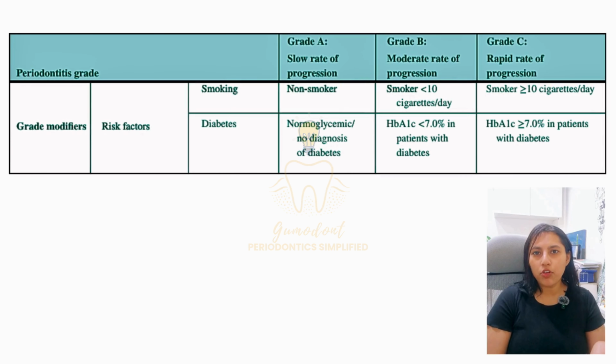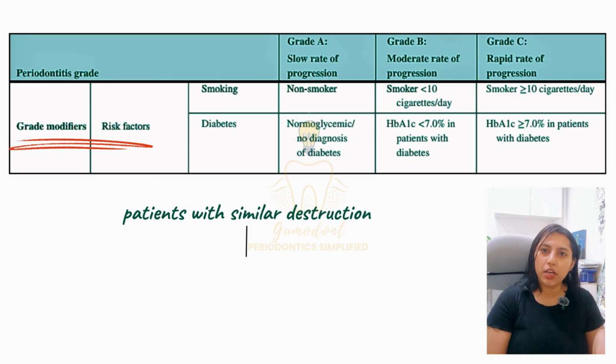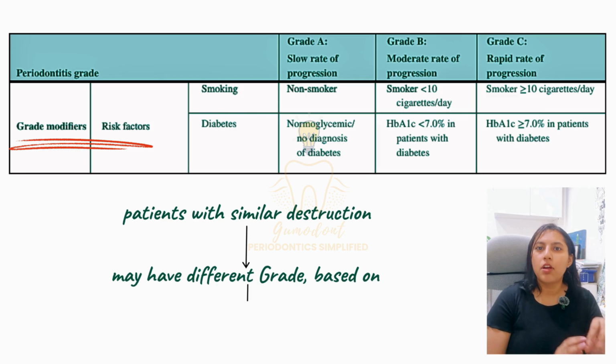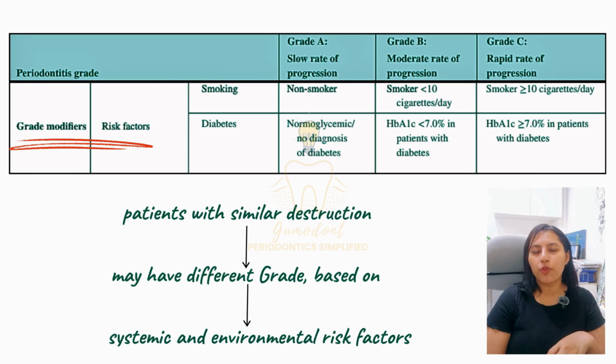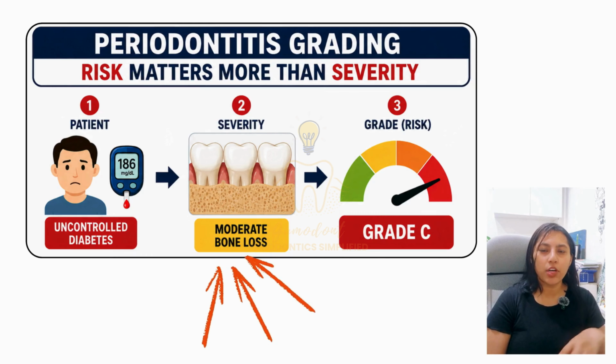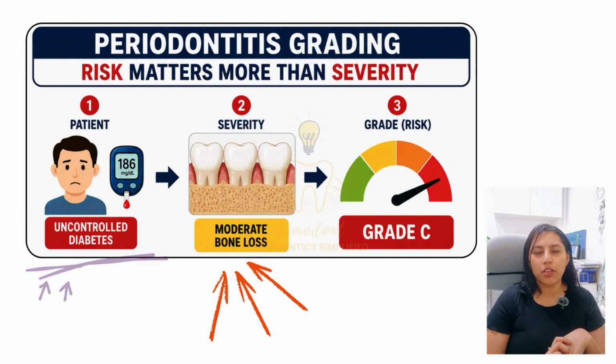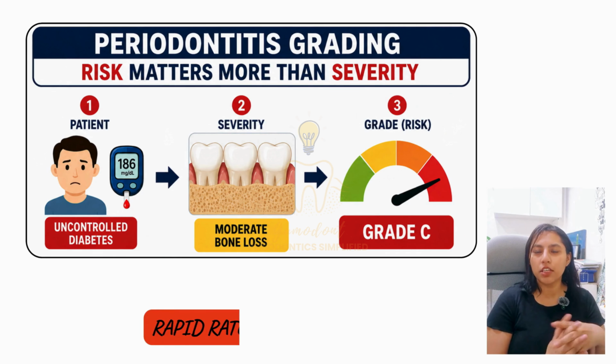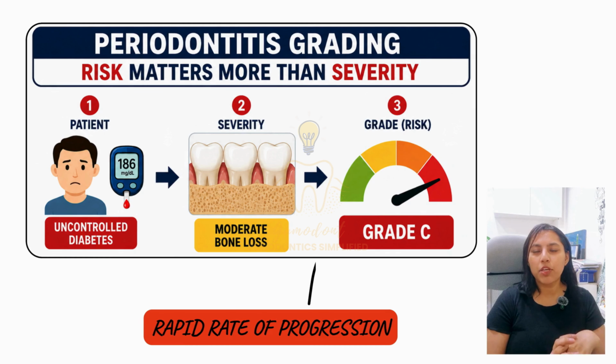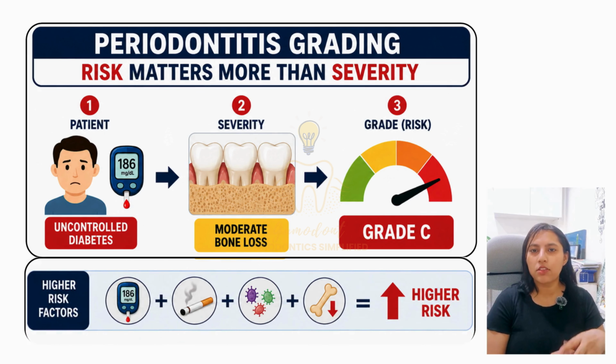Now, another very important concept in grading is risk modifiers. Even if two patients show similar destruction, their grade may differ depending on systemic and environmental risk factors. The two major modifiers included in this classification are smoking and diabetes. For example, consider a patient with moderate bone loss but uncontrolled diabetes. Even though the severity appears moderate, the risk of progression is much higher. So this patient may shift towards grade C. Similarly, heavy smoking can also increase the grade.